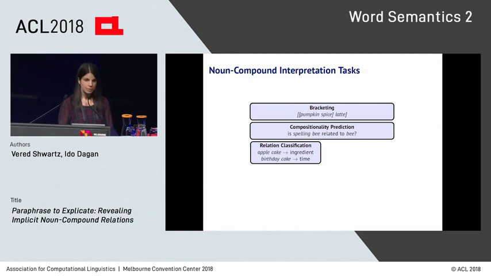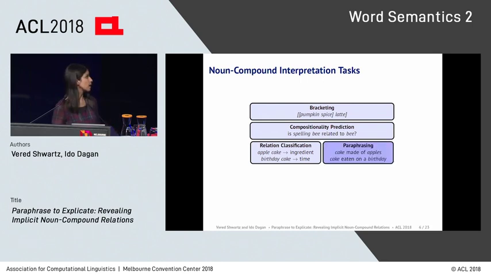And with respect to the implicit semantic relation between the nouns, there's the relation classification task, in which noun compounds are classified to one relation out of a predefined set of ontological relations, something like classifying apple cake to ingredient and birthday cake to time. The more free-form version of that is the paraphrasing task, in which we need to explicate this relation by paraphrasing it, saying cake made of apples and cake eaten on a birthday. This is the task that we focus on in this work. In the paper, we also have evaluation on relation classification and discussion about compositionality, but I'm not going to talk about it here.